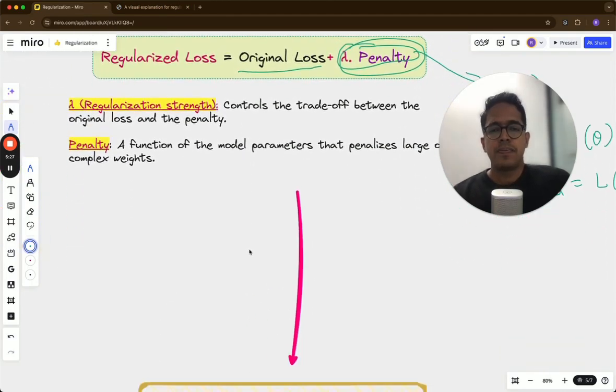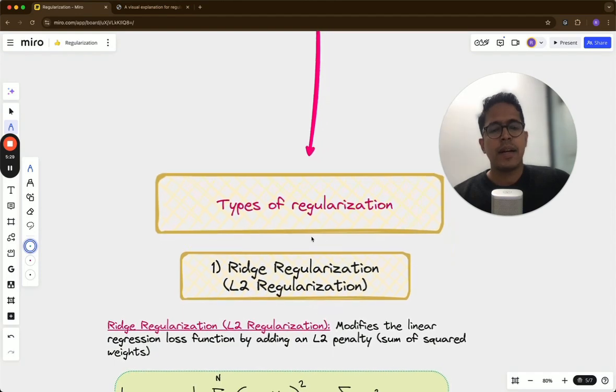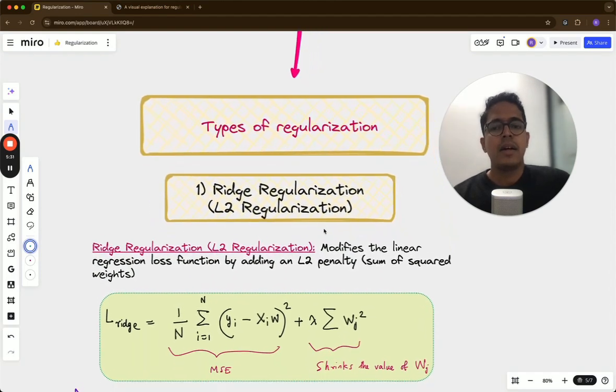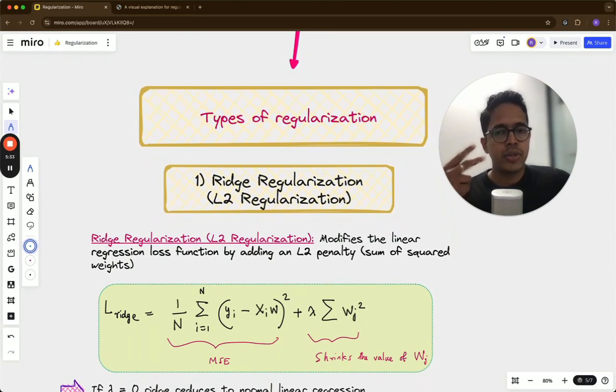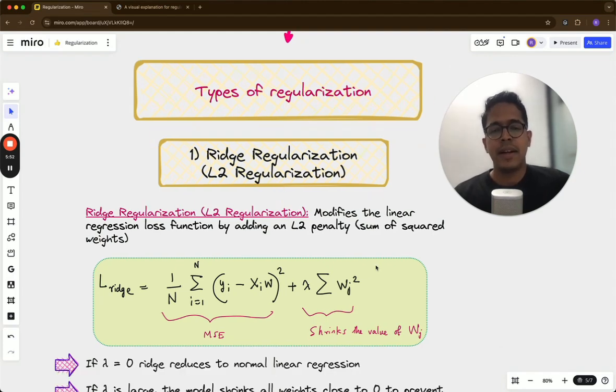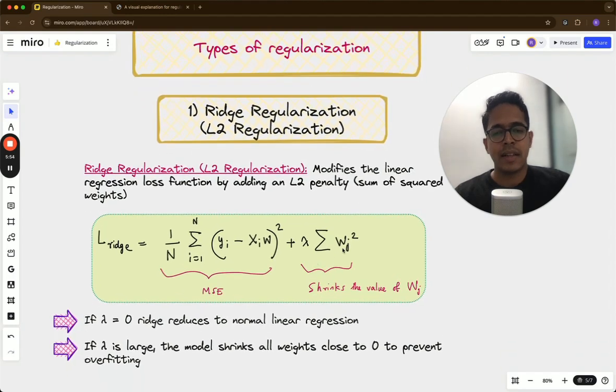Now, let's see the exact format of this regularization term in the context of two regularization techniques. First one is called ridge regularization or ridge regression, which is also called L2 regularization. Second one is called lasso regression or L1 regularization. So in ridge regularization, the format of the penalty term associated with lambda is sigma W square.